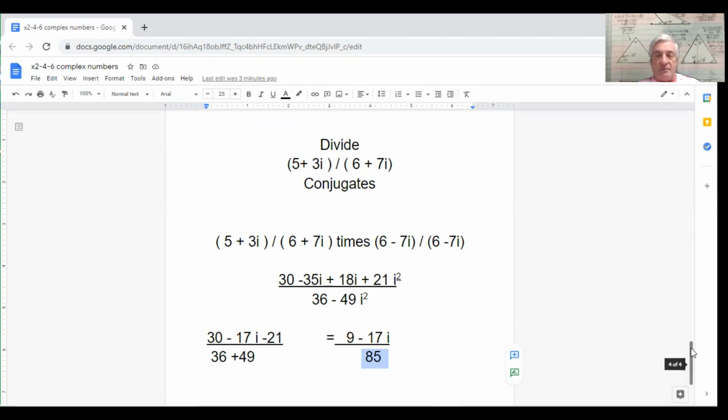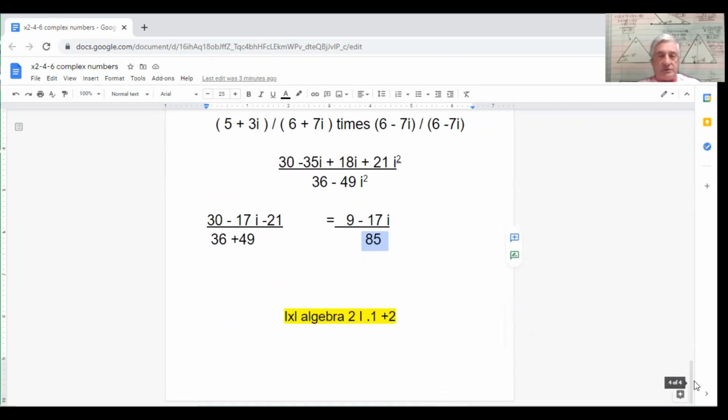So we can add, subtract, multiply, and divide these complex numbers. We're going to go to IXL Algebra 2, I.1 and I.2, and I want to work the first 3 or 4 that you think are hard, so let me get them on the board, and we'll work them.